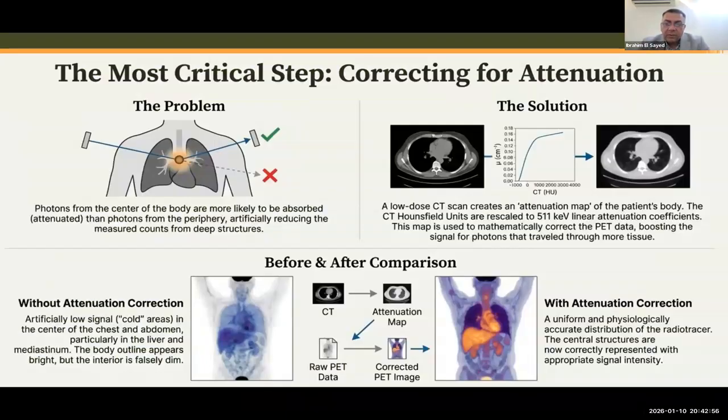So the solution for this problem is to use any source of transmission through the patient's body for correction. For each LOR, the measured coincidence count is multiplied by the exponential of the attenuation along the line of response. It has a very important impact, as we can see here in the left image. This is not a clinical image. After correction using the attenuation map, and using CT to create the attenuation map, we will find a very clear image free from attenuated photons.